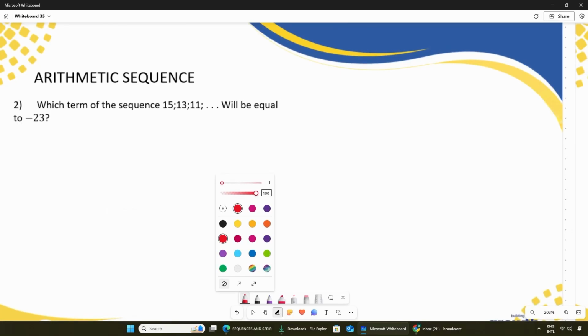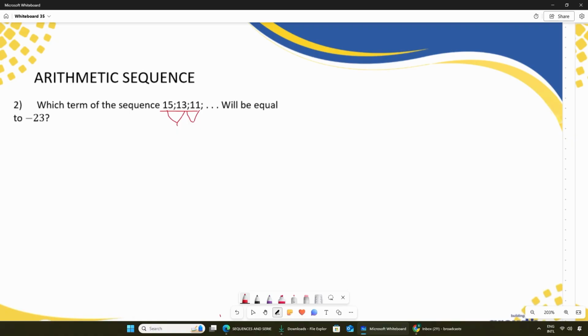Let's see. Which term of the sequence will be equals to negative 23? Now, I want you to recall what I said before. I said if they are looking for n, they're going to say which term. If they are looking for Tn, they will say determine the value of term 23, or determine the 21st term. That simply means if they are looking for the value, they're going to give you the term number. Okay, now which term of the sequence will be equals to negative 23?